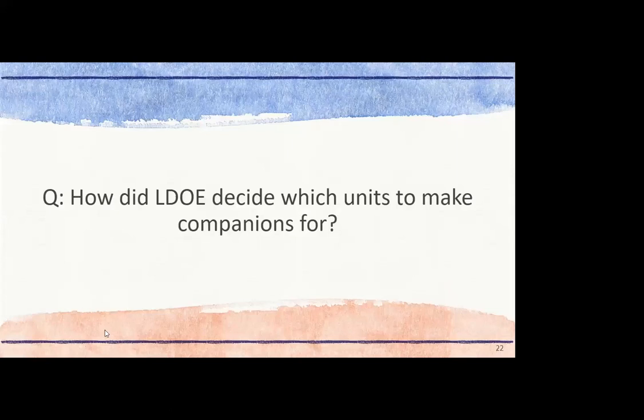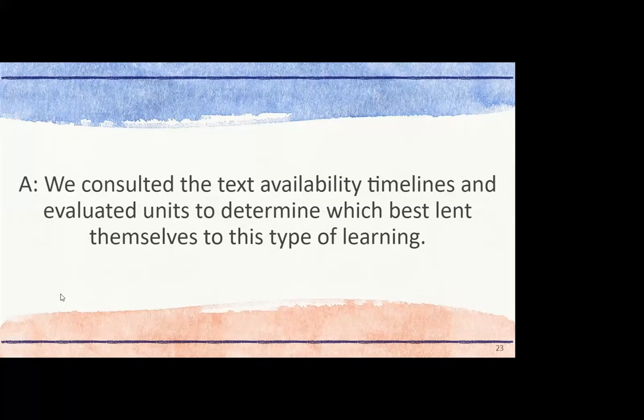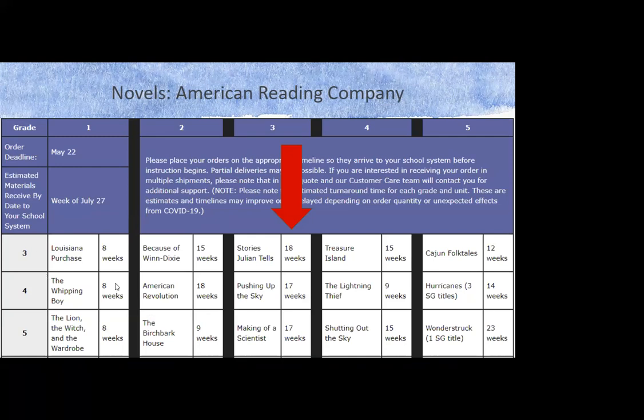So I think I've seen this come up a few places in the chat. How did we decide on units, which units to make companions for? And the answer to that is we consulted that text availability chart. We could not create companions for books that could not be in the hands of kids at the beginning of school. So while previously school districts might have saved Louisiana Purchase, it was the only text in 3rd grade that would be available in that timeline. So Louisiana Purchase was the only one we could guarantee districts could have in the hands of kids at the beginning of school.